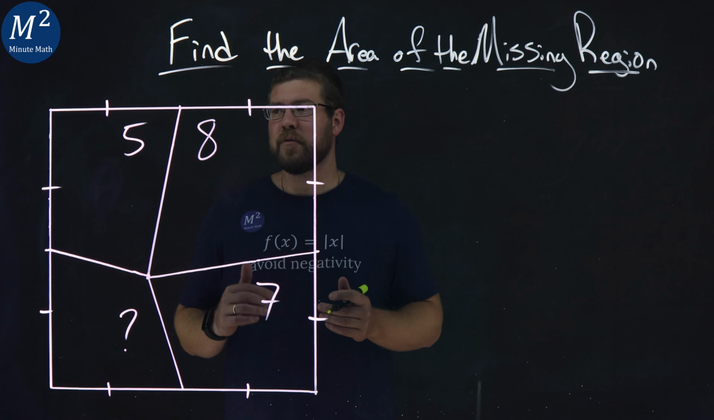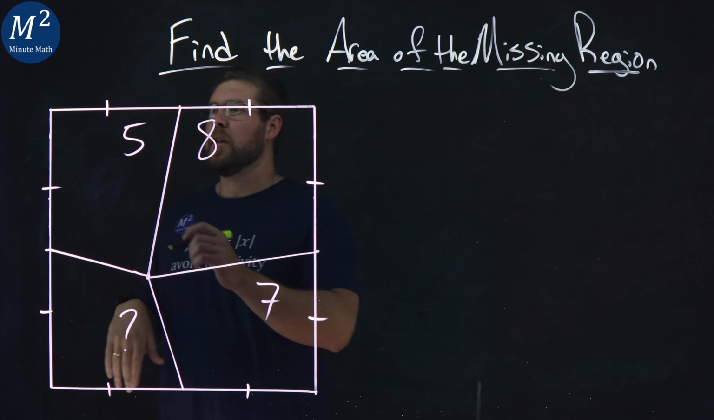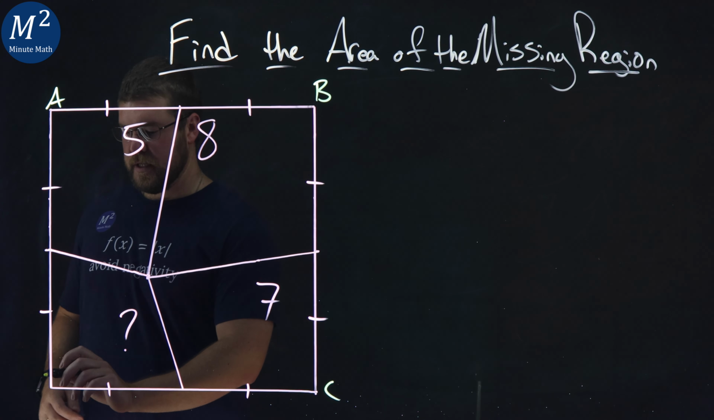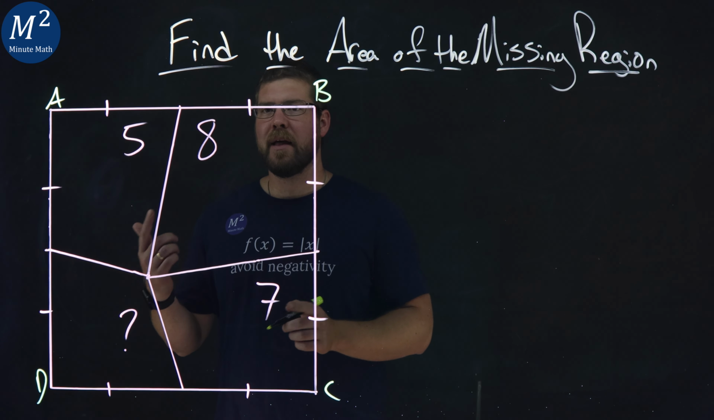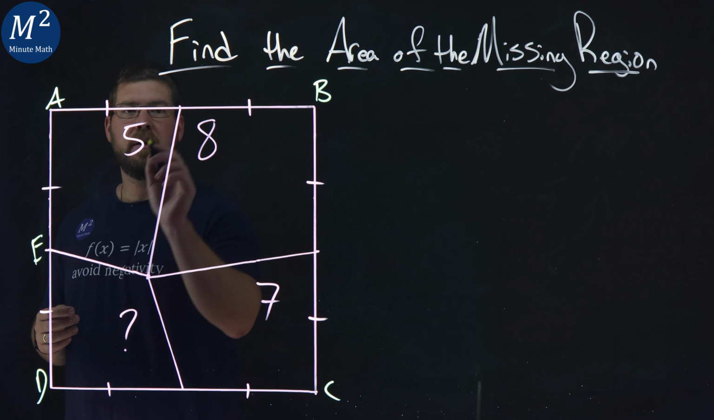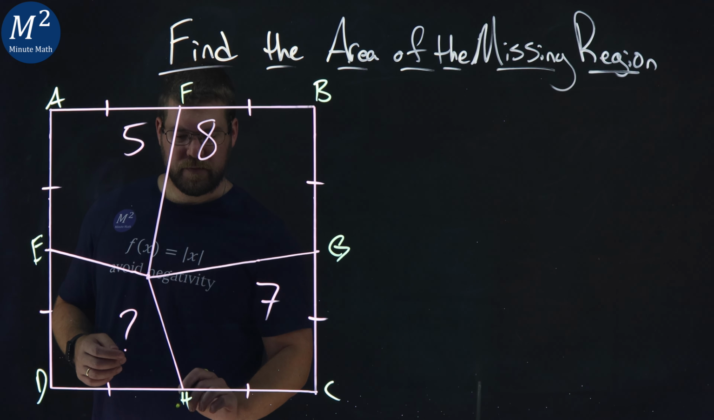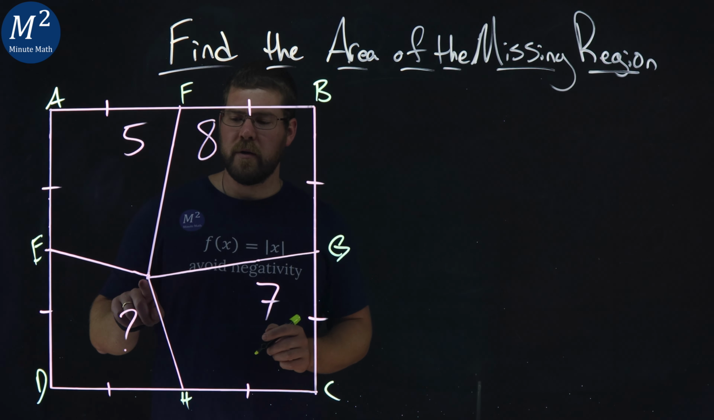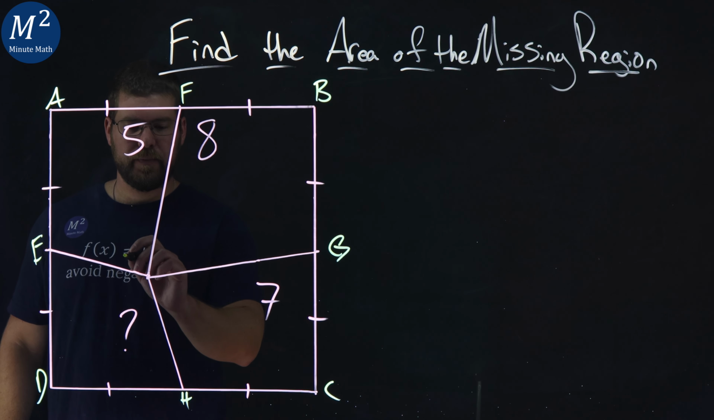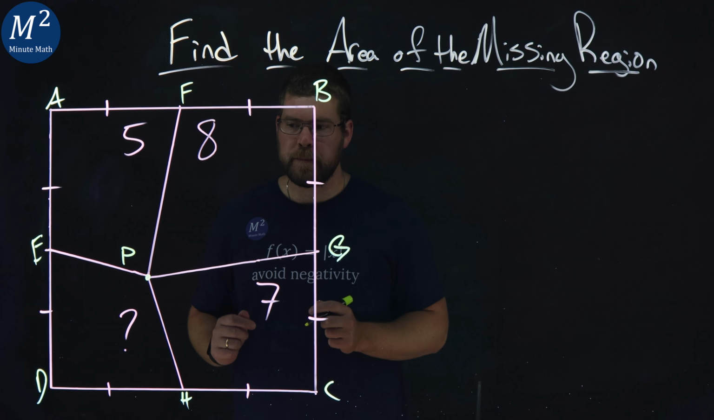All right, first things first, I like to label some points, okay? So let's label the corners. We have A, B, C, and D here. And then let's keep going with the midpoints of each one of these line segments. Let's go E, F, G, and H. Now we have one other point where they all connect, it's kind of a middle point, so we'll just call it P. We have point P right there in the middle.